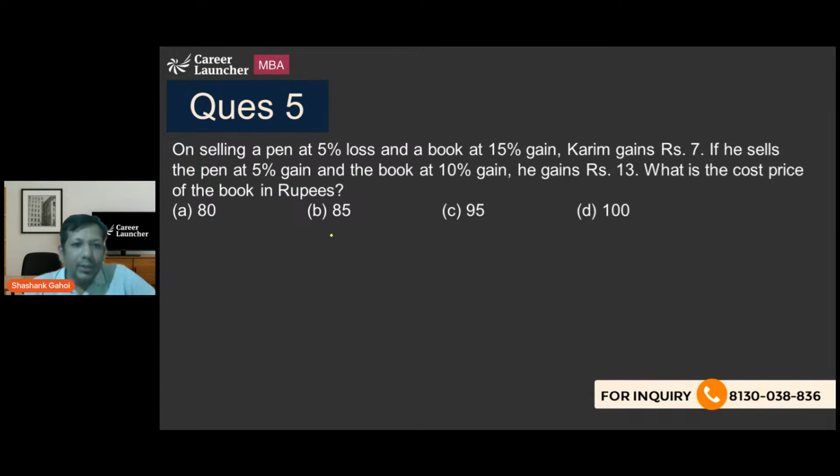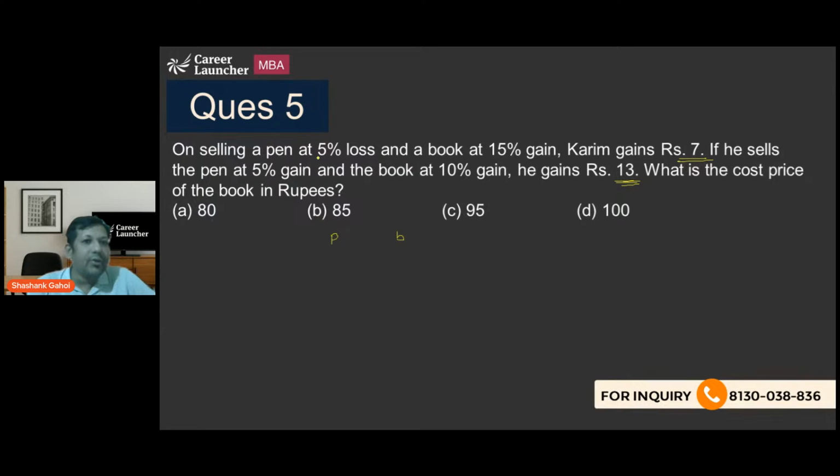I am assuming cost price of pen is P. I am assuming cost price of book is B. Now, why can't I assume a number here? Why can't I assume it is 10 rupees or 20 rupees? Because the actual profit numbers are given. Whenever actual numbers are given, it is always preferred that you don't assume a value, because you are already assuming the number itself.